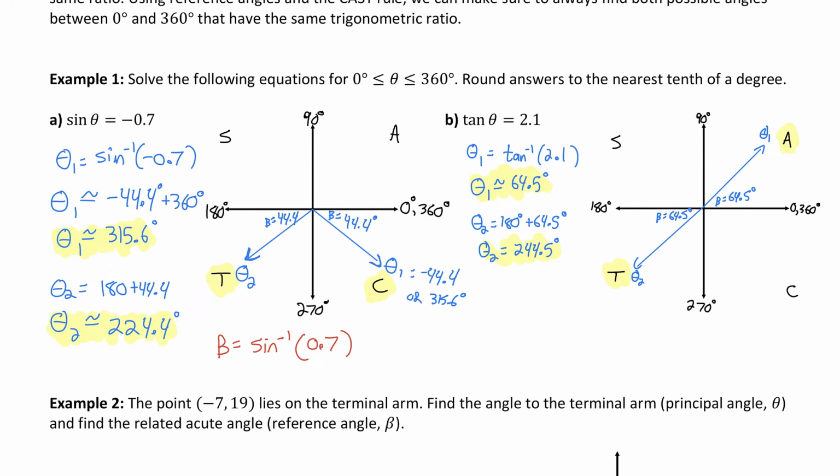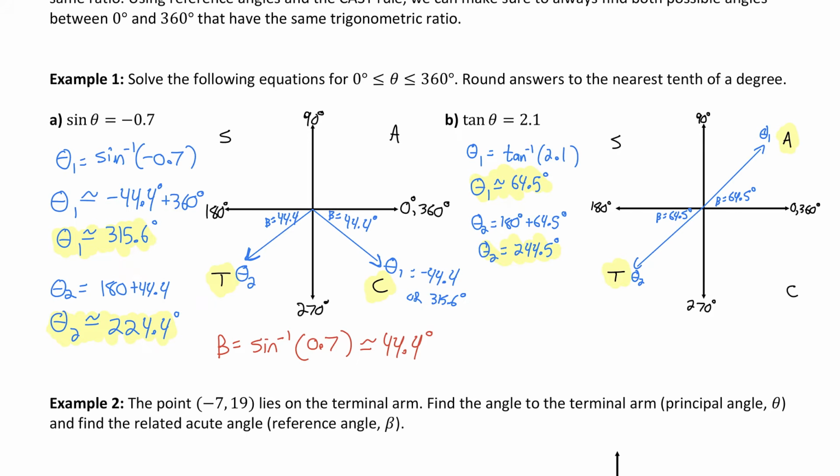So you could always do that. You could always just do the inverse trig ratio of the absolute value of whatever ratio the equation is equal to. But that's just going to be the reference angle, not the principal angle. If you were to do that for this question, you would get about 44.4 degrees. And then you would place that reference angle in quadrant 3 and 4, because we know we want the sine ratio to be negative, and it's negative in 3 and 4. And then you can use that reference angle to calculate both of these principal angles.